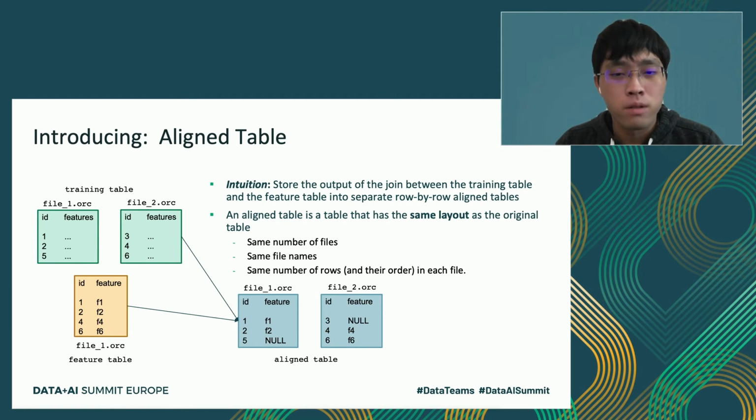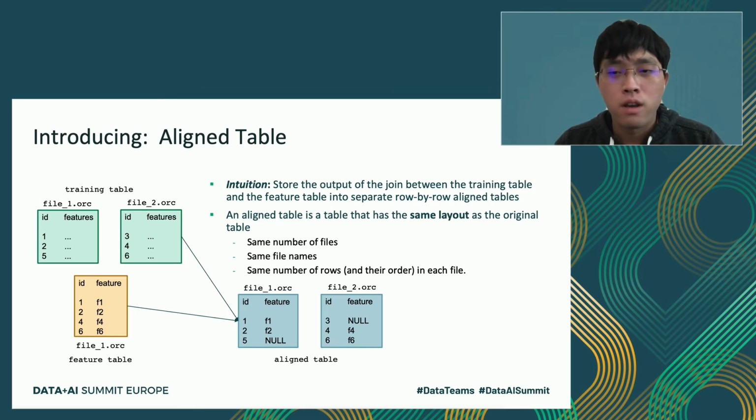Here's a simple example. On the left side, suppose we have a training table and it has two files, file_1.orc and file_2.orc. So each file stores, for example, user ID and corresponding production features. The features can be 1,000 or 10,000, which is pretty large. On the bottom, we have a feature table and it has one file, for example, file1.orc. So it stores the features we want to do the experiment on, F1, F2, F4, etc.